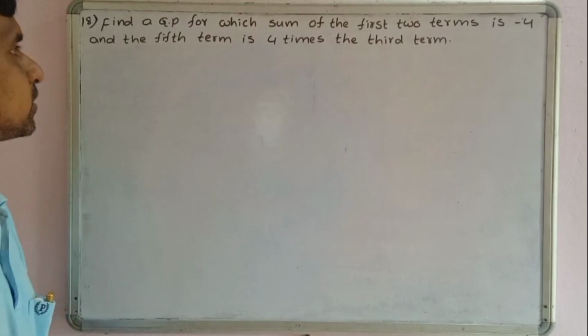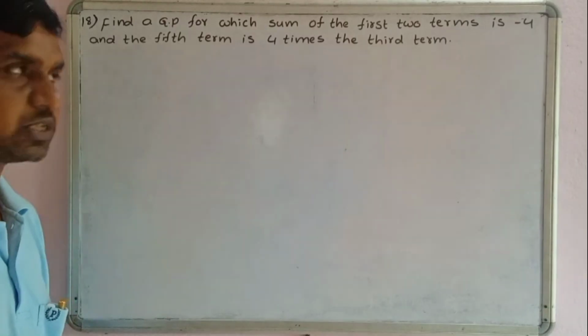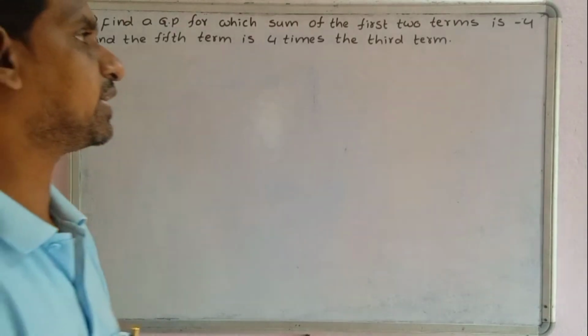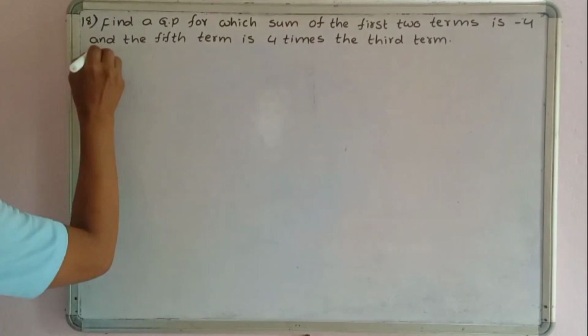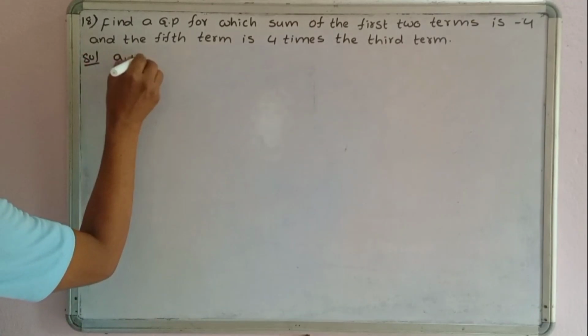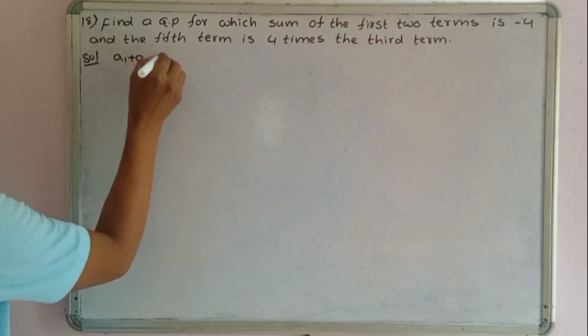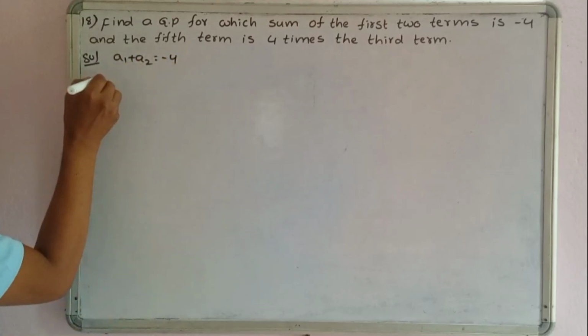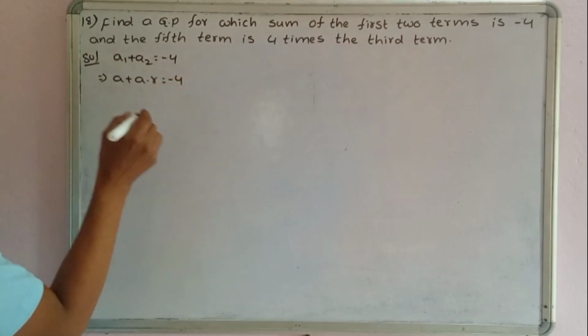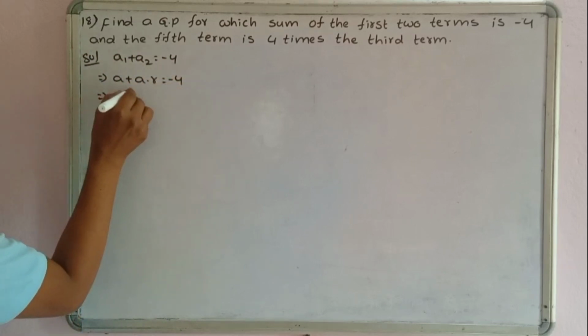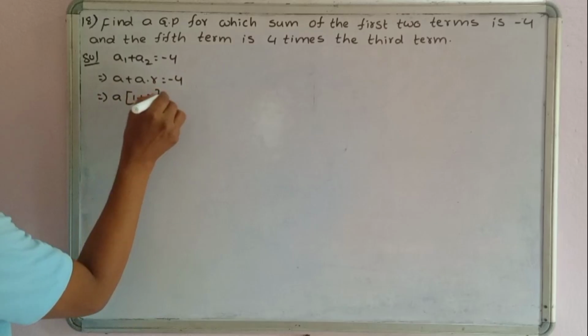Problem 18. Find a GP for which the sum of the first 2 terms is minus 4 and the fifth term is 4 times the third term. See the solution. Sum of first 2 terms is nothing but a1 plus a2 equals minus 4. So here a1 is a, a2 is ar, equals minus 4. Take a common: a times 1 plus r equals minus 4.